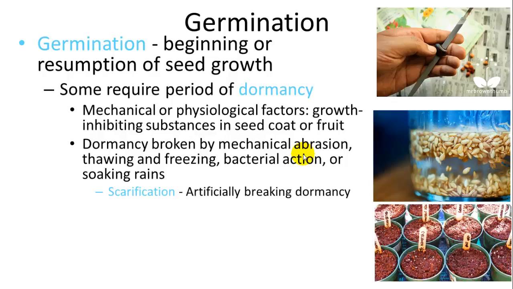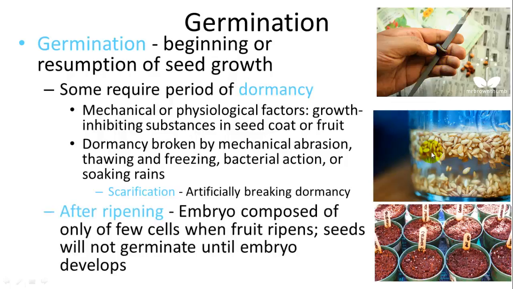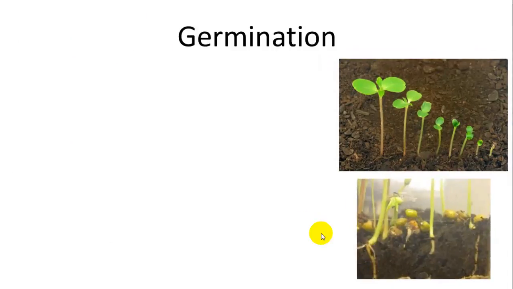Scarification is artificially breaking dormancy. So here we have someone using a file to scratch, mechanically alter this seed so that it will germinate. You can also soak them in water, or usually, if you don't scarify them, just planting them in the soil will give them what they need to germinate. After ripening, the embryo is composed of only a few cells, and then the seeds will not germinate until the embryo develops. The embryo has to develop, and then it will germinate and start growing.